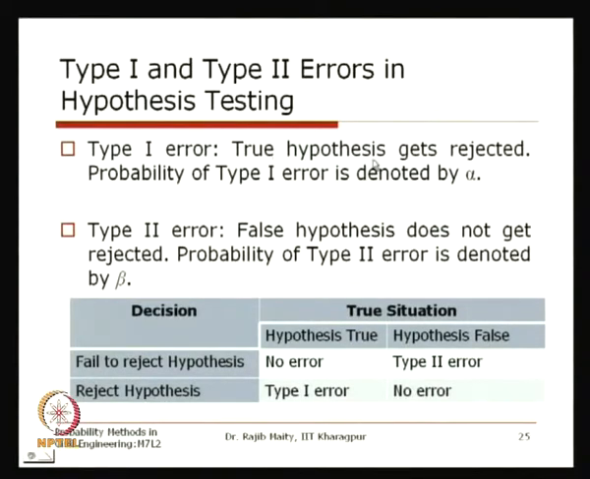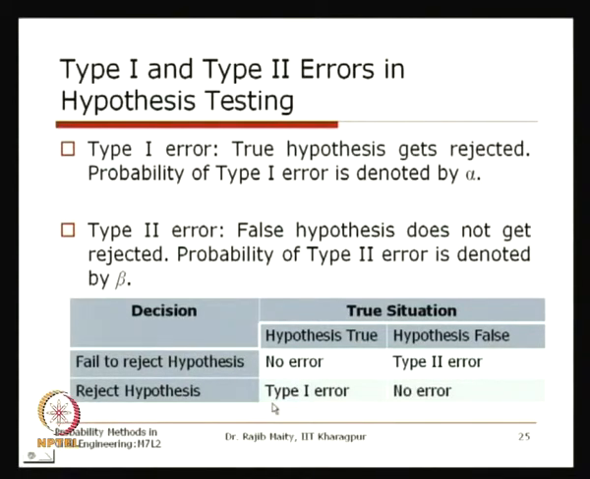In the type 1 error, the true hypothesis gets rejected. The hypothesis that we first assume may actually be correct, and if through this hypothesis testing we reject it, then we are facing one type of error, known as the type 1 error, and the probability of type 1 error is denoted by alpha. Similarly, when the hypothesis is false but we fail to reject it, we are making another error, known as the type 2 error, and the probability of type 2 error is denoted by beta.